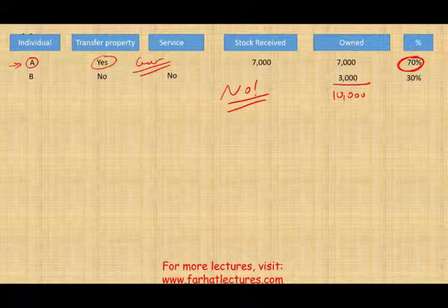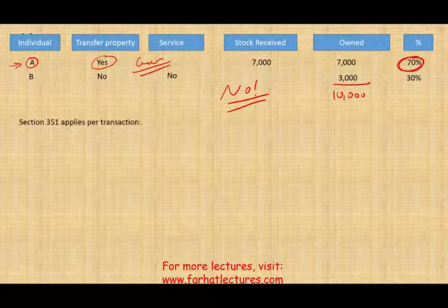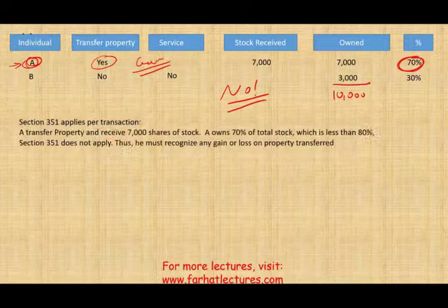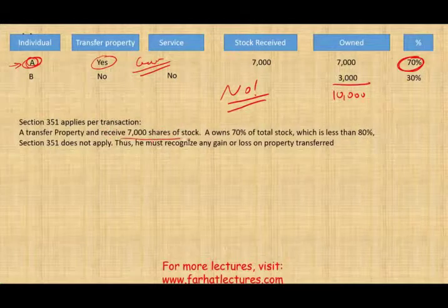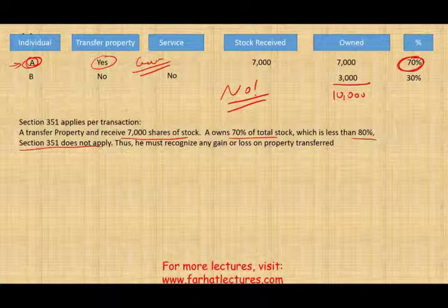Okay, therefore, whatever A contributed, if A has a gain on that asset, on that property, they'll have to pay taxes. So remember, Section 351 applies per transaction. So this transaction happens to be only A in this example. A transferred property and received 7,000 shares. A owns 70%, which is less than 80. Section 351 does not apply. Thus, he must recognize any gain or loss for that purpose.